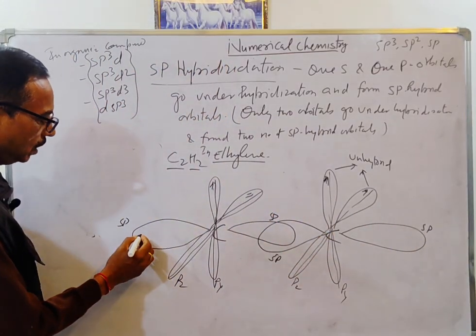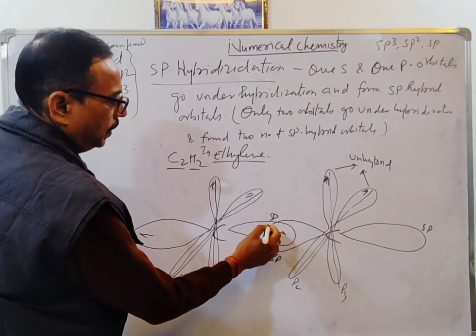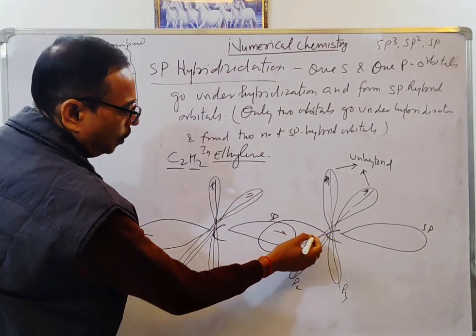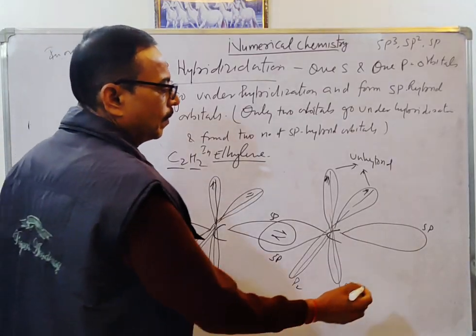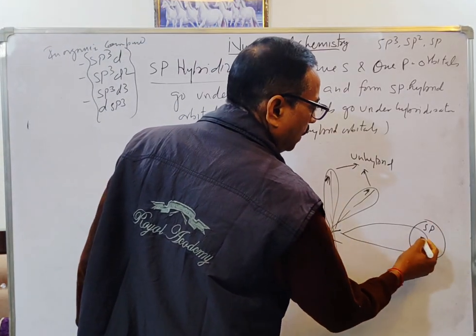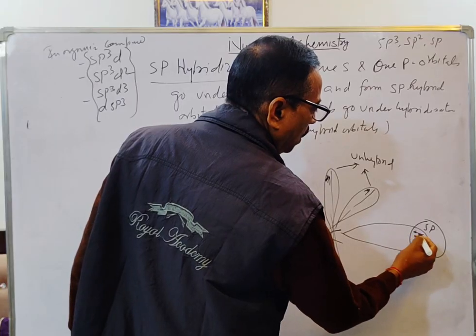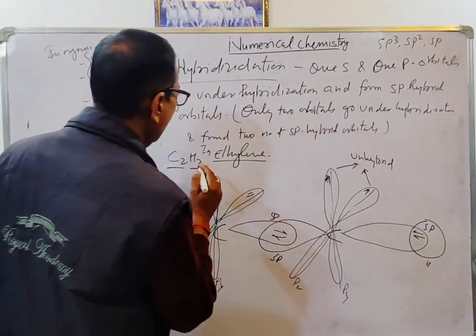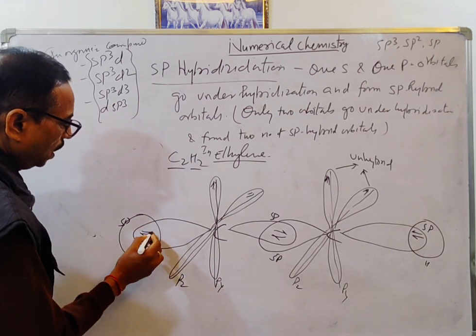So here we see one bond electron. This is one electron. The sp2 hybrid with the sp2 hybrid of the other carbon forms a covalent bond. Here in sp, again single bonds. Hydrogen will make a bond. There are two hydrogens. One hydrogen makes a bond here, the second hydrogen makes a bond here.